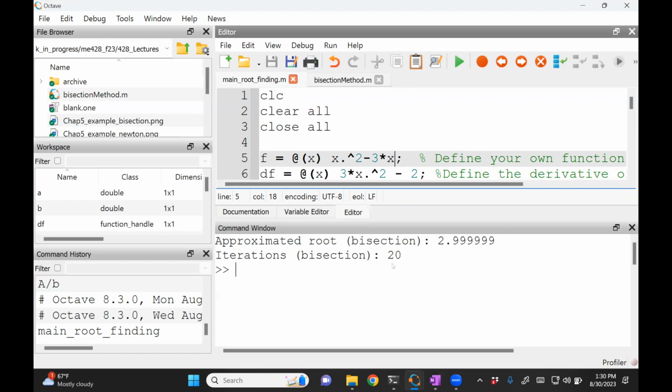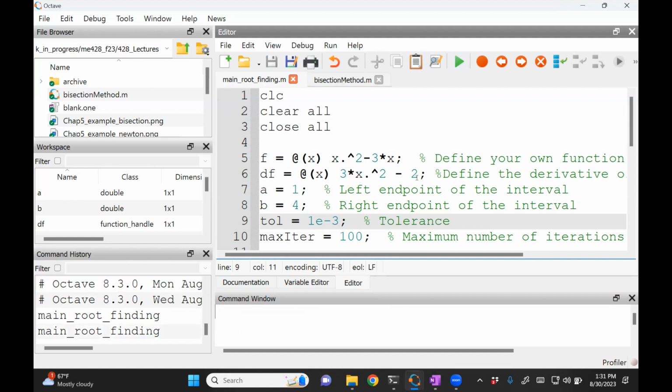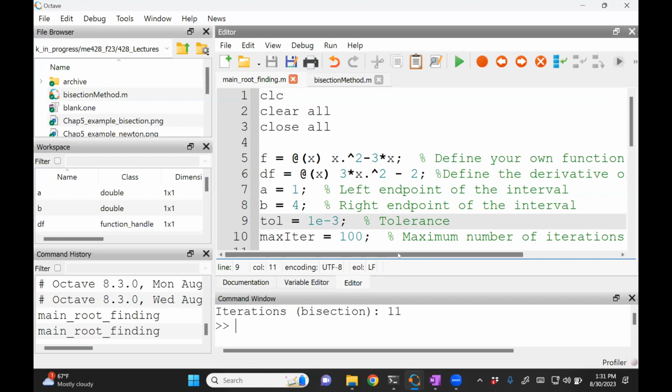Okay, so approximate root is maybe, hold on, let me just check I initialized it correctly, because it was a different one. A is my lower guess, B is my upper guess, 1 and 4. And then I want to stick to a tolerance of 1e negative 3. And let me just say I'm going to stop at 100 iterations. So let's run this. Okay, so it was actually 11 iterations, not 20, as I said earlier.